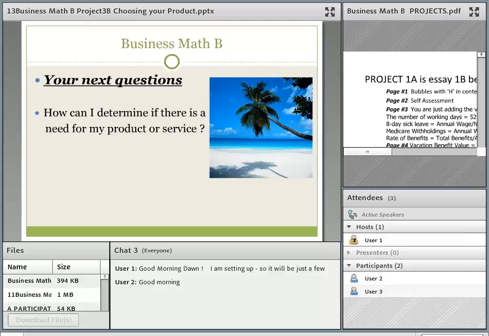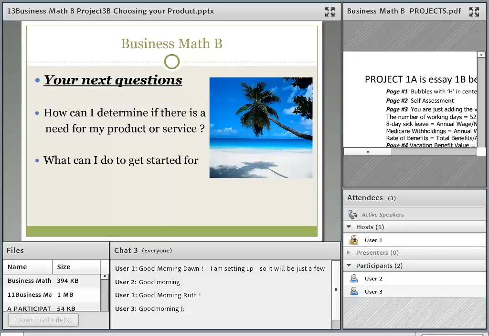Other questions you can ask yourself: how can I determine if there's a need for my product or service? How would you do that? For those of you in the classroom, how would you decide whether or not your product or service was needed? What would you do to figure that out? Yes, you could ask your family or friends. You could put some flyers out in the neighborhood. That's a good one.